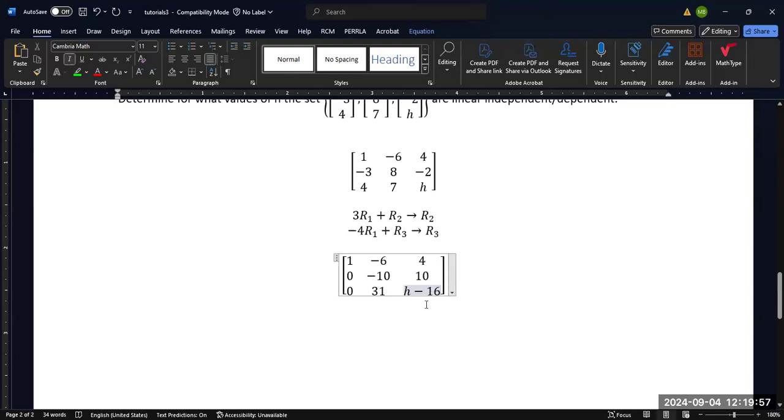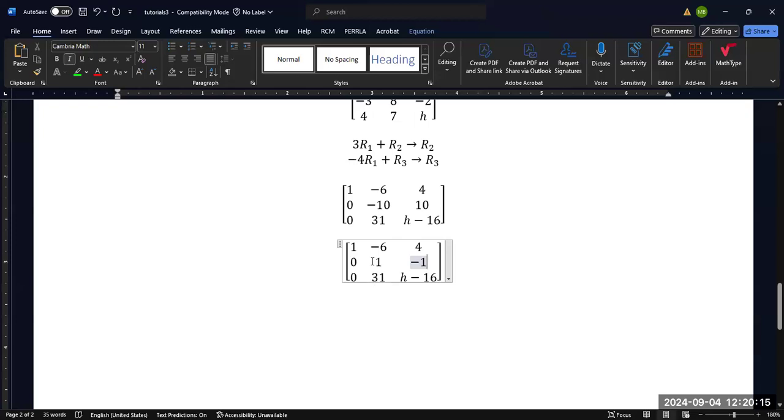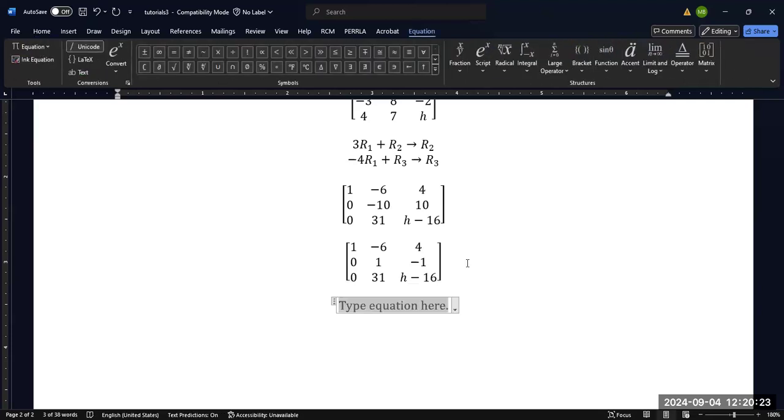Then I'm going to divide out my 10 in my second row here. Divide out by -10. That's going to give me 1 and -1. And then I'm going to use that 1 to get rid of that 1. And so that's going to give me -31 R2 plus R3 goes back to R3.